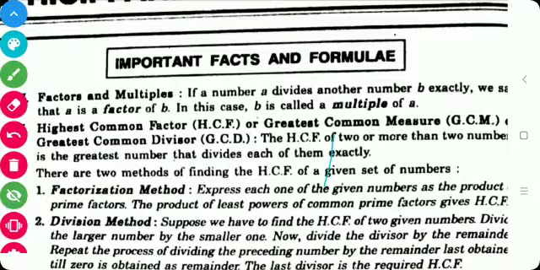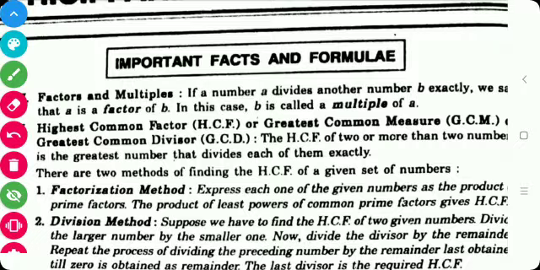If a number a divides another number b exactly, then we call a a factor of b, or b is called a multiple of a. Then next is highest common factor, greatest common measure, or greatest common divisor. So HCF of two or more numbers is the greatest number that divides each of them exactly. So HCF is the factor which divides the given numbers exactly.